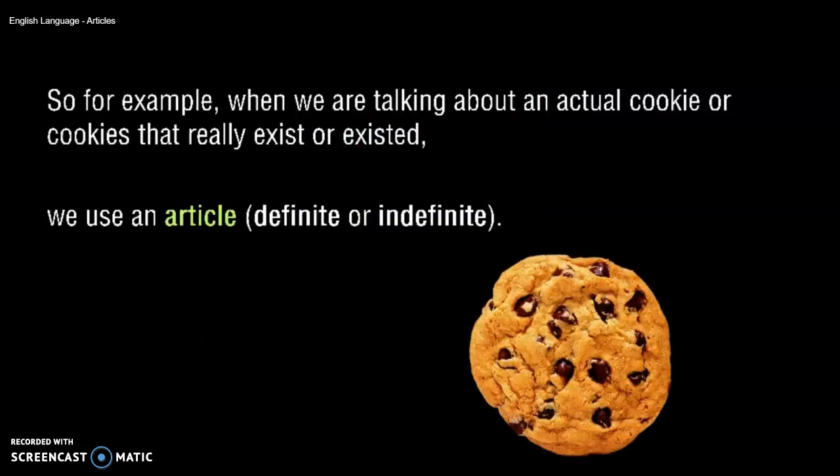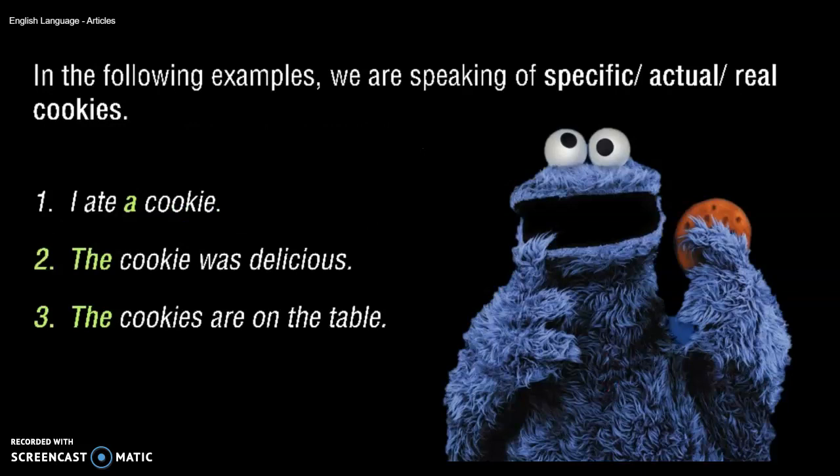So, for example, we're talking about an actual cookie or cookies that really exist or existed. We use an article, definite or indefinite. As we look at our friend Cookie Monster from Sesame Street: "I want cookies."